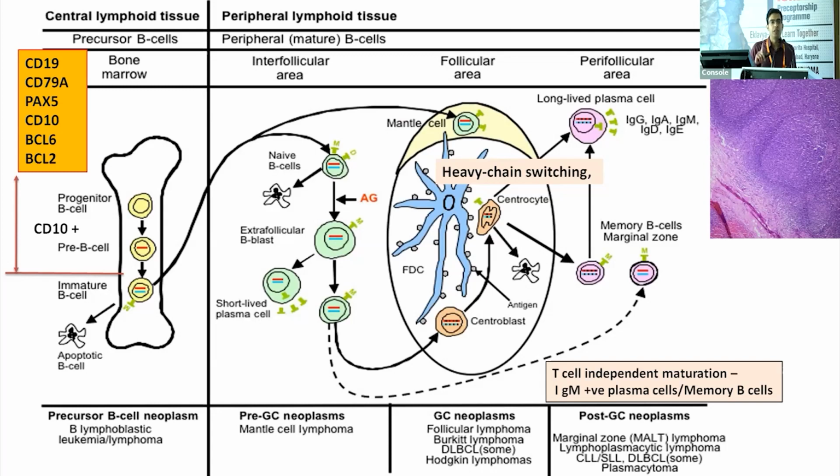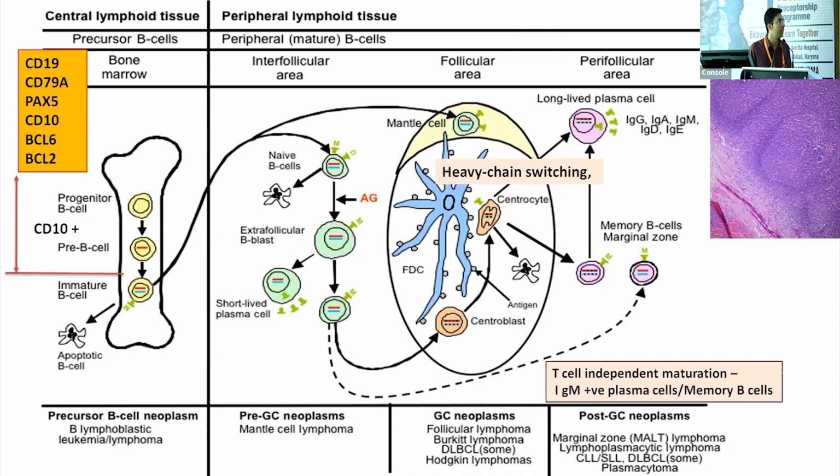Now the 14;18 translocation, which happens in follicular lymphoma, leads to constitutive activation of BCL2 expression. That's why these cells do not undergo apoptosis, and they get the survival advantage and persist. That's why in a follicular lymphoma we don't see tingible body macrophages within the germinal center. So this is very important.